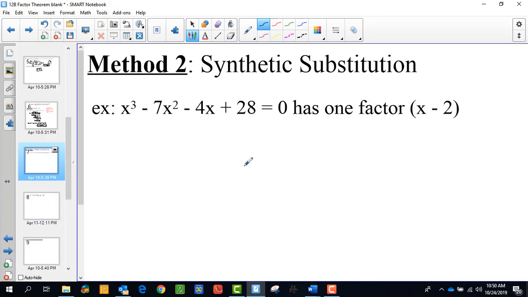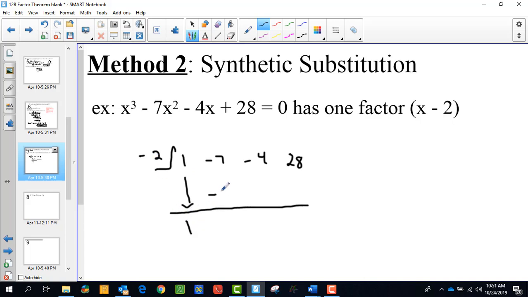So the second method is synthetic substitution. And what happens with that is you're going to go and just list the coefficients. So this is a little bit of a quicker way to do this. Okay, so you are doing the same kind of thing, but you're going to bring down the 1 here. Then you're going to multiply. So minus 2 times 1 is minus 2. And then you're going to subtract. So minus 7 minus minus 2 gives me minus 5. Minus 5 times minus 2 gives me 10.